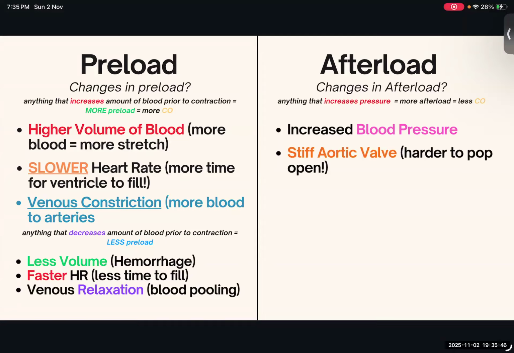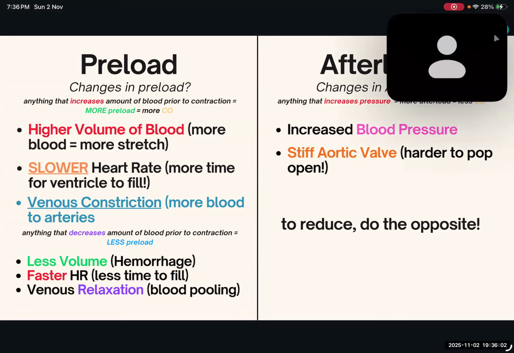A stiff aortic valve is going to cause increased afterload because the heart has to pump harder to pop the aortic valve open. And to reduce the afterload, you just do the exact opposite of everything that we mentioned.